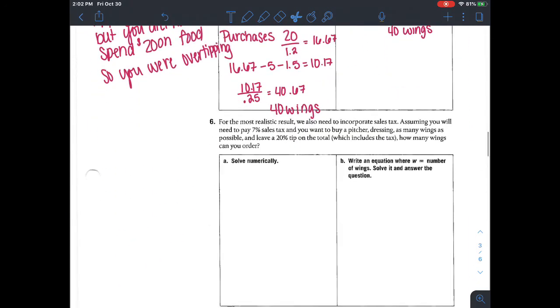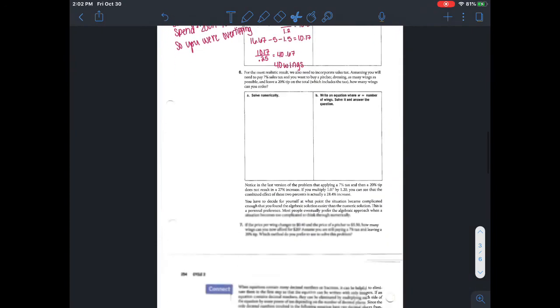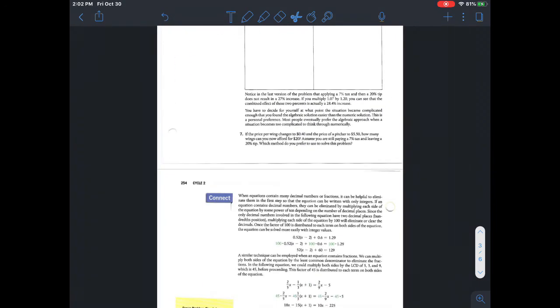Okay, if you really want a challenge here, if all of this has been very easy for you, you can go on to number 6, where you're also factoring in a 7% sales tax. Okay, and then if you really want an extra challenge, go on to number 7, where they're going to change the cost of wings and the price of the pitcher beverage. So you're going to follow kind of the same pattern, except with a price change. And that is it for this one.